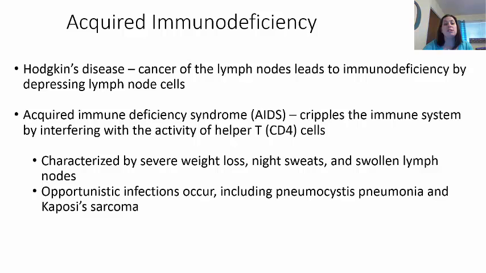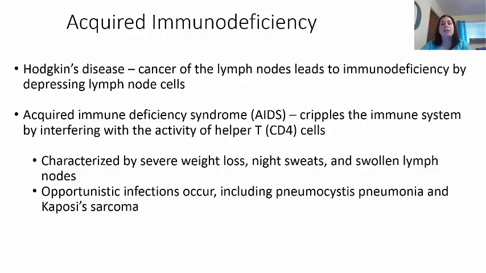This cripples the immune system by interfering with the activity of the helper T cells. Now, if you recall, the helper T cells link the two sides of our specific immune system together. HIV is the virus that actually takes this particular cell out of the equation. They attack helper T cells on purpose so that one side of the immune system can't talk to the other, and so sometimes it's kind of like, well, I thought they were going to take care of it, and the other side's like, well, I thought you were going to take care of it, and it causes a lot of issues. AIDS is characterized by severe weight loss, night sweats, and swollen lymph nodes.